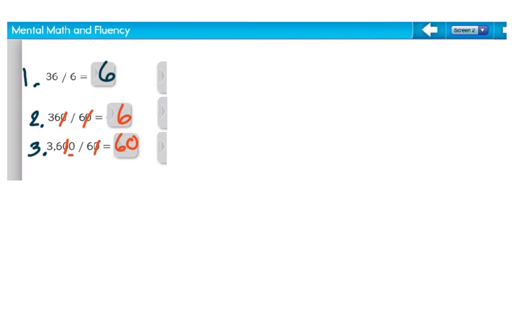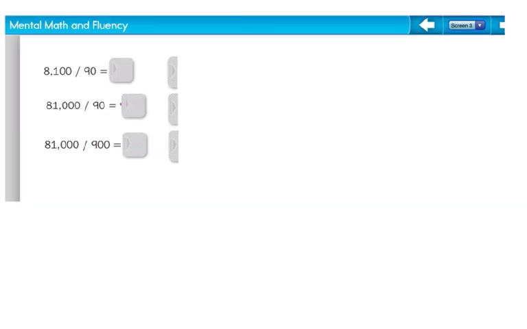Go ahead and erase. Number 1, 2, and 3. Answers only. Go ahead, pause the video, and write the answers. Number 1, 81 divided by 9 is 9. This 0 cancels out this one. I add 1 to the end. The quotient is 90. 81 divided by 9 is 9. This 0 cancels out this one. I add 2 to my answer.